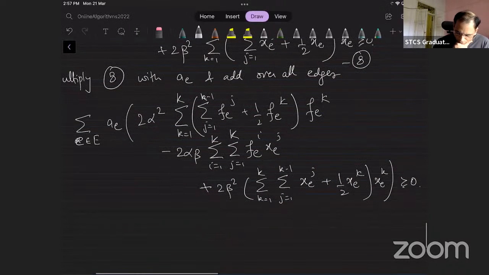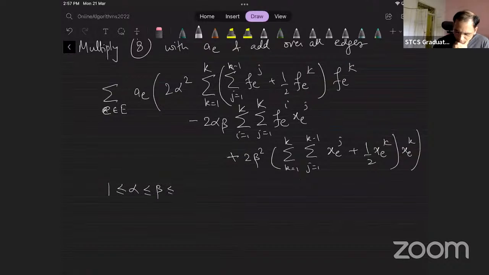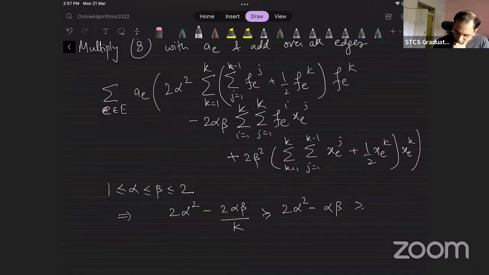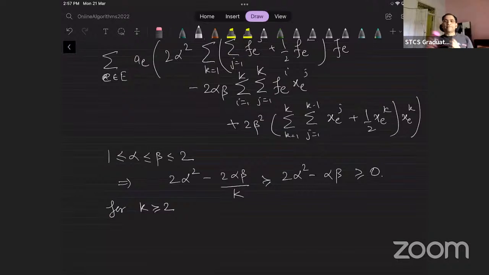So now if you recall, we chose 1 alpha beta to be less than 2. So this implies that 2 alpha square minus 2 alpha beta over k is how much? It's greater than or equal to 2 alpha square minus alpha beta, which is greater than 0 for k greater than or equal to 2. Everybody can verify this? Can I go ahead?